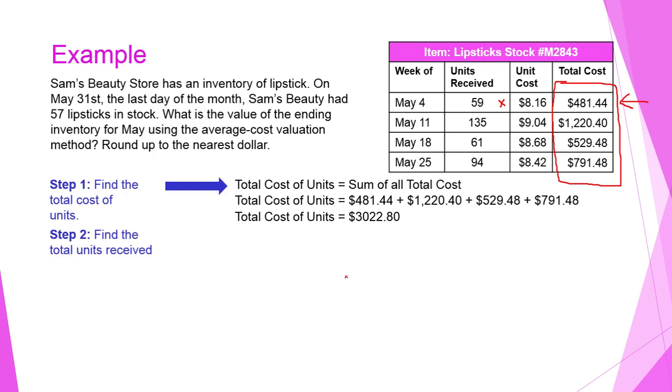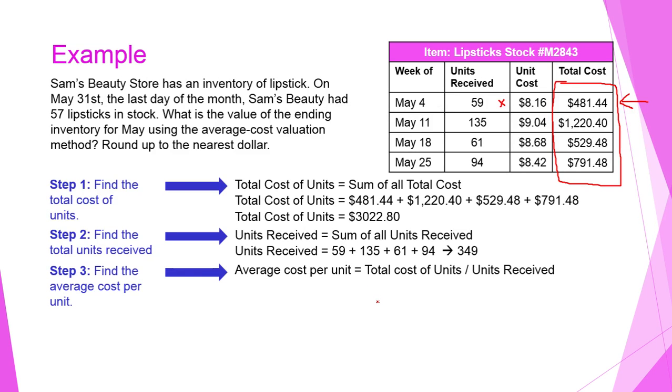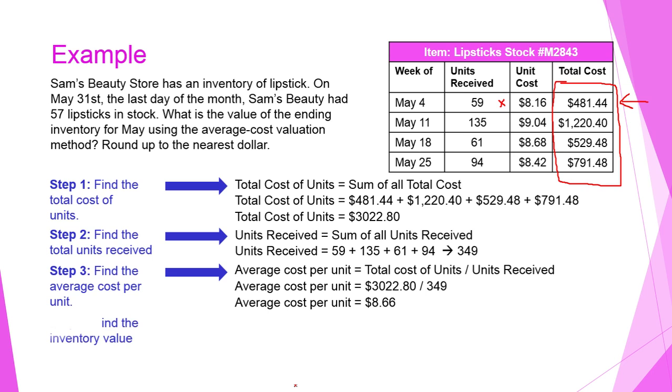Next step is to find the total number of units received. So we received in total 349 items, or 349 lipsticks. So the third step is find the average cost per unit. Remember the formula. It is the total cost of units divided by the units received, which is really $3,022.80 divided by 349. When we do that, we get $8.66. So on average, one lipstick costs $8.66.